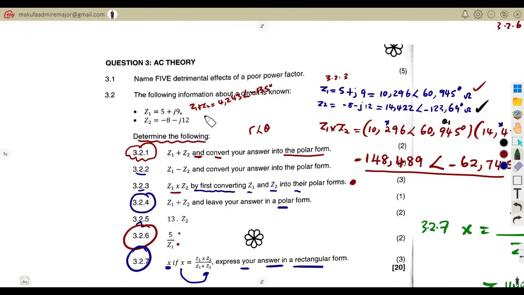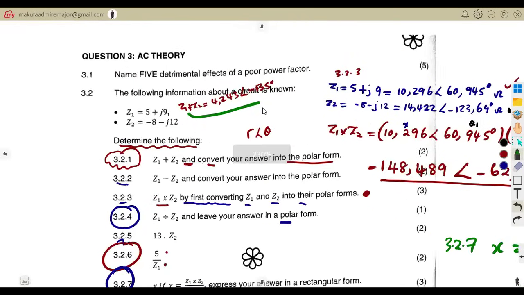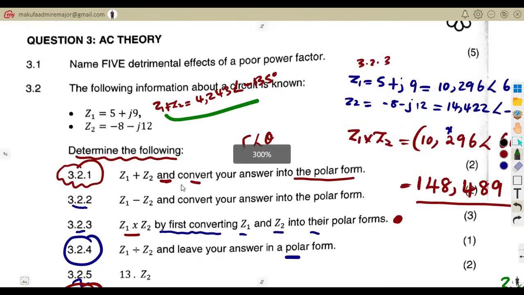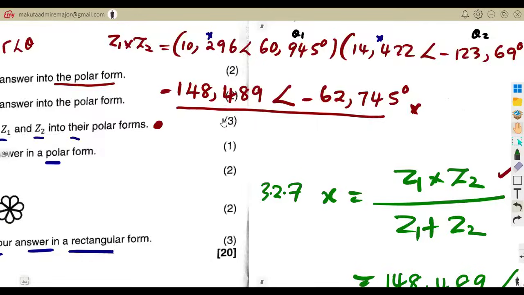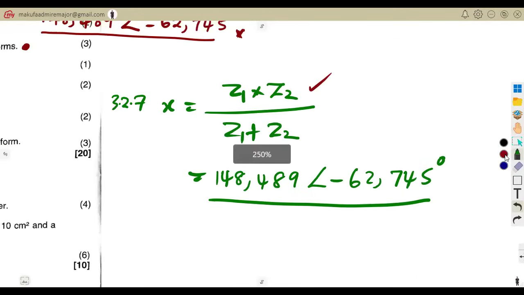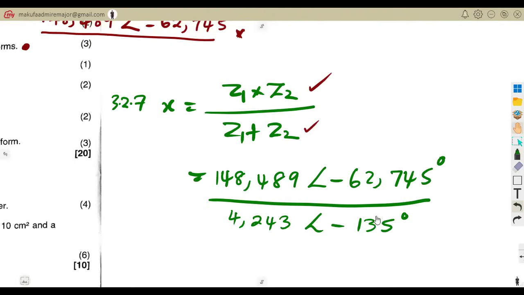Z1 plus Z2, we calculated this in polar form, which was the first question. We got our Z1 plus Z2, this one. So you're going to write 4.243 at an angle of minus 135 degrees. So we have Z1 times Z2 and Z1 plus Z2 also in polar form. Remember what our answer there was: 4.243 at an angle of minus 135 degrees. So this is where you are.